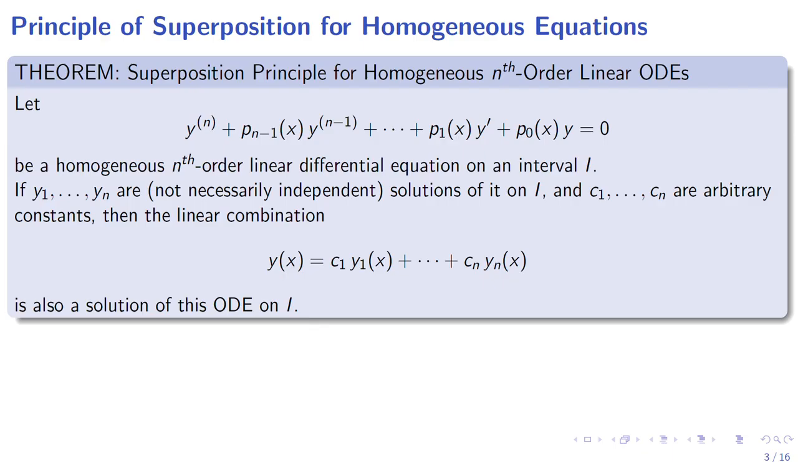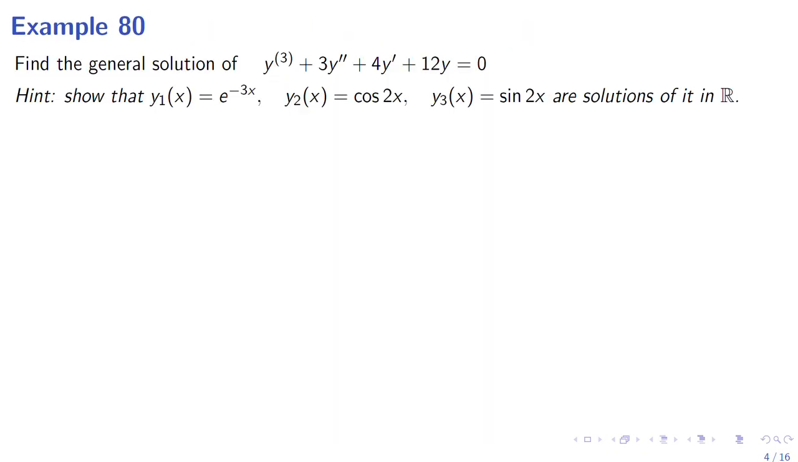Now, the principle of superposition for the homogeneous equation says that if y1, y2, y3 all the way up to yn are solutions of this linear homogeneous equation, then any linear combination of those solutions is also a solution of this ODE. So that's what we discussed during the class, and let's look at this example now.